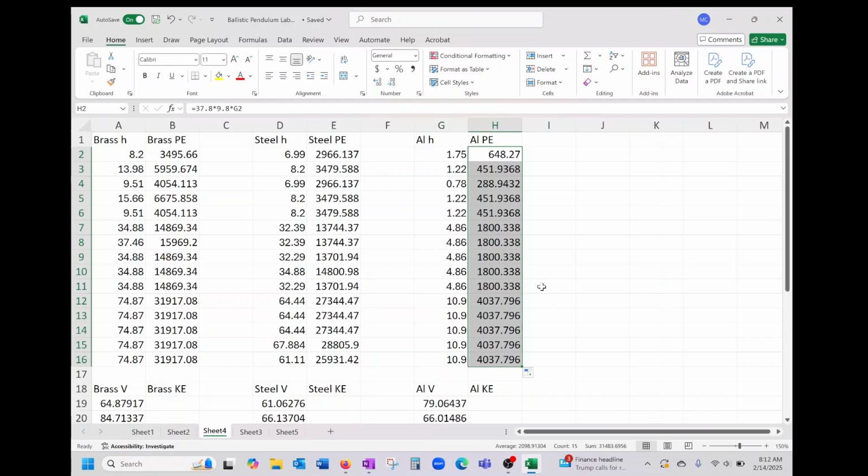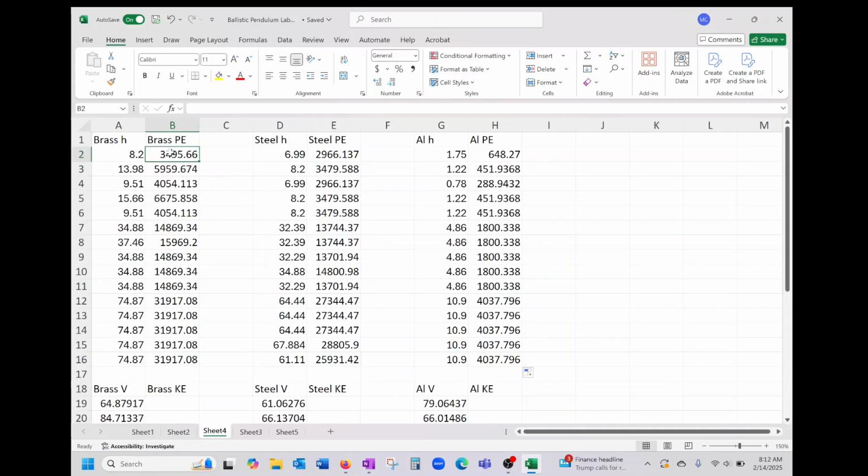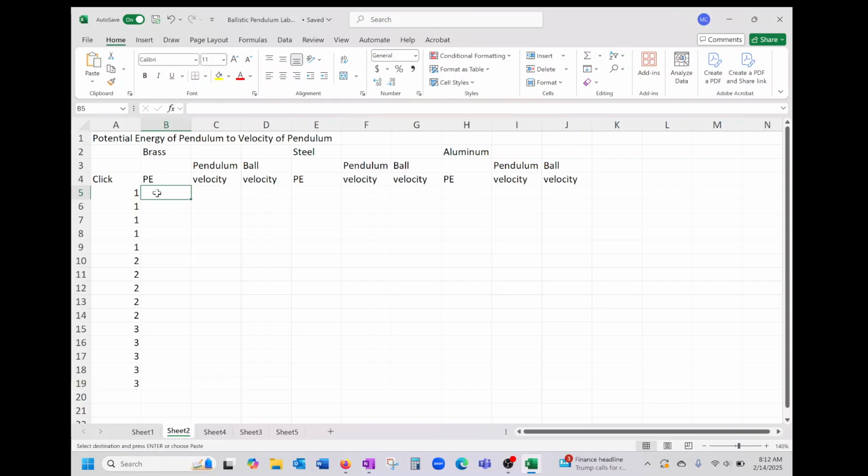So once we've done that, we have all of our potential energies, and we're going to bring those over into this sheet here. So we want the potential energies in those cells. To do this, we're going to highlight the data. I'll start with brass. I'll hit Control C. And then we need to just paste the values here, not the math. If we just hit Control V, it's going to paste the equation, and that's not what we want to do. We want to paste just the values.